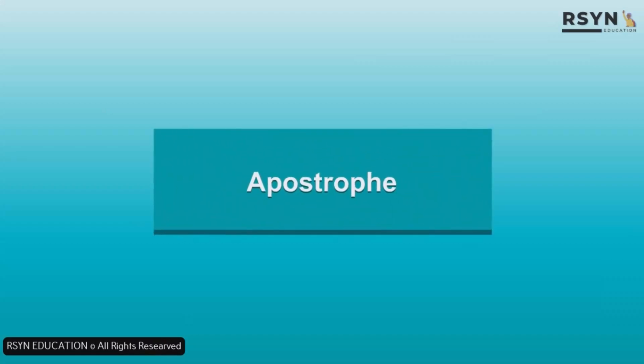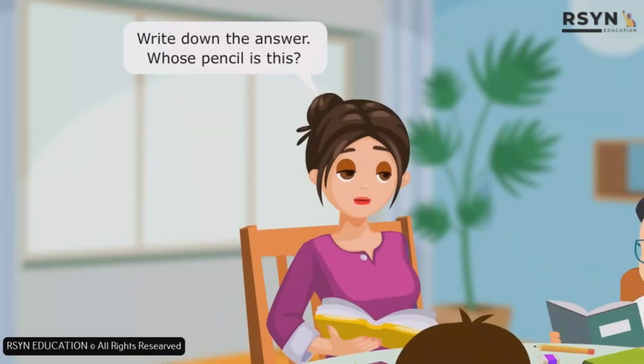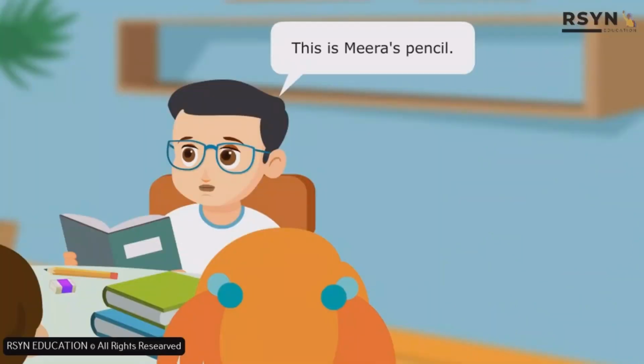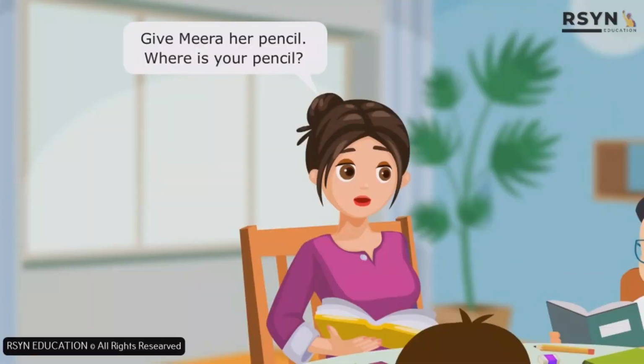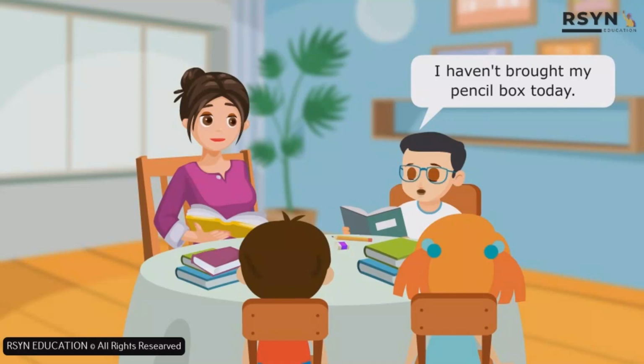Apostrophe. Add 2 5s and tell me the answer. The answer is 10. Write down the answer. Whose pencil is this? This is Meera's pencil. Give Meera her pencil. Where is your pencil? I don't have a pencil. I haven't brought my pencil box today.